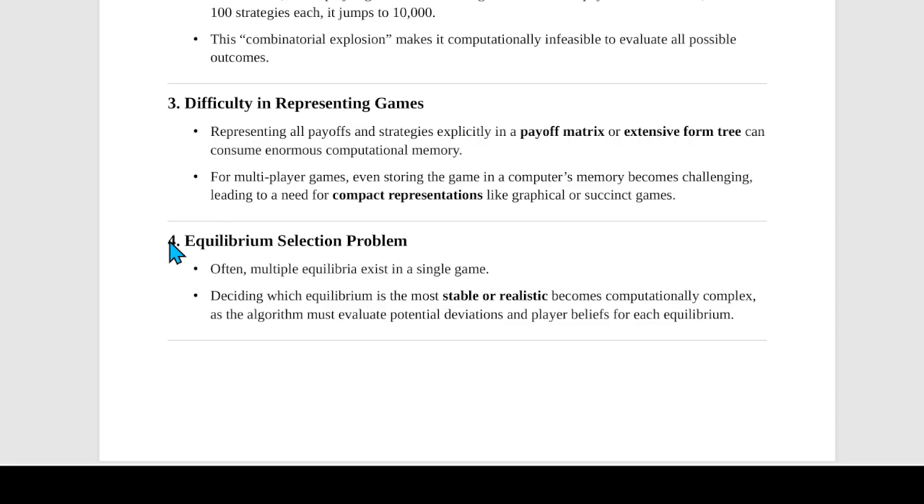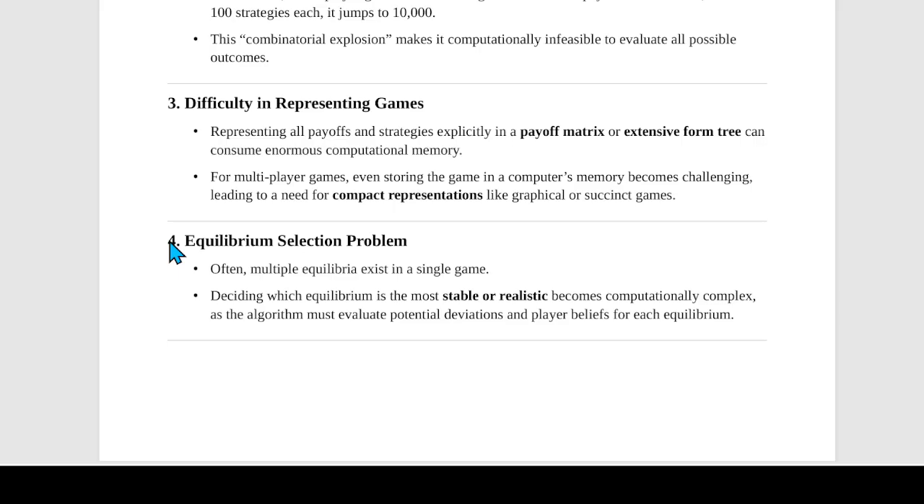Then there is difficulty in representing large games. Payoff matrices or game trees will become too large to store in memory. What happens in multiplayer games especially is that they require huge storage space and complex representations. So we need smarter ways to store games. For example, graphical models are one example, which is a smarter way to do this.